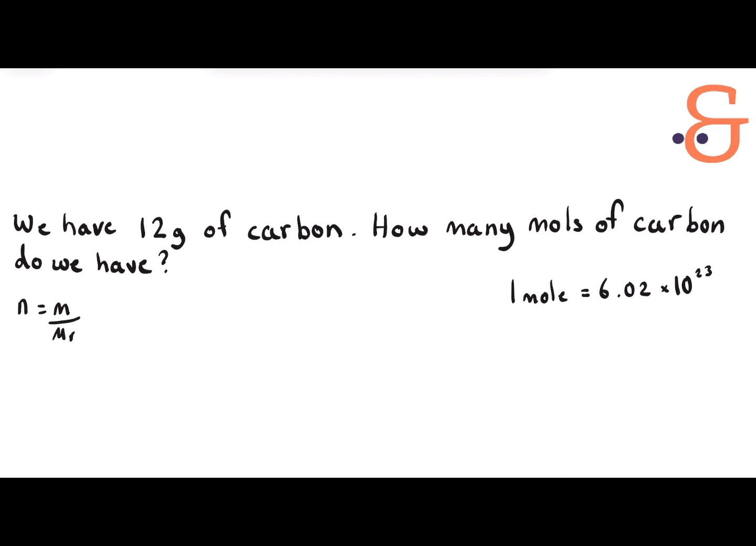So we know we need to find moles. We've been told the mass, so that's 12. And the only thing that we're missing is the Mr. So to find the Mr of carbon, all we need to do is look at the periodic table and look at the atomic mass, which for carbon is going to be 12. So now we can just plug that into our equation. That gives us 12 over 12, which is 1 mole. And that's it for that question. We've got 1 mole of carbon.